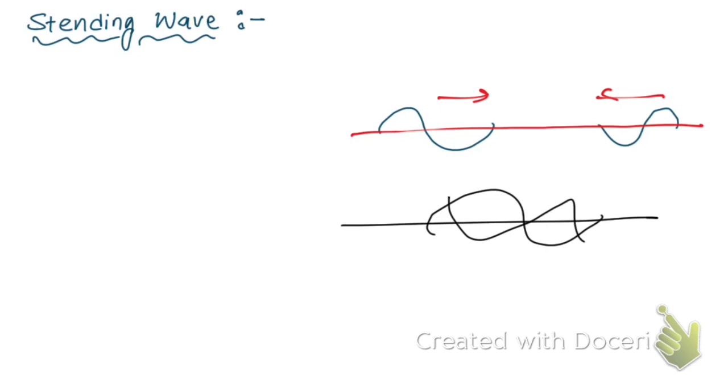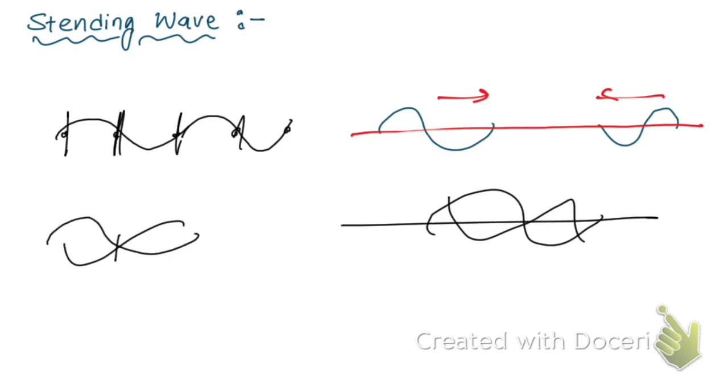Let me show you something. Now you see these are particles in a medium. When a wave travels, these particles oscillate like this, for this kind of wave. But when a standing wave is formed, there will be certain positions where the particles will not oscillate. Okay, so hope you have understood this.